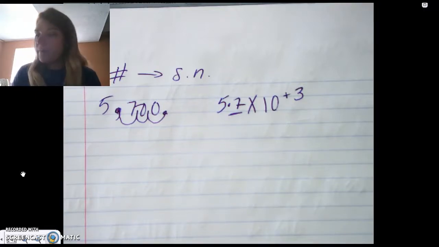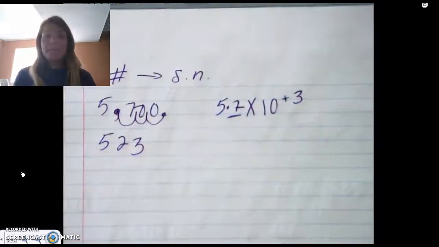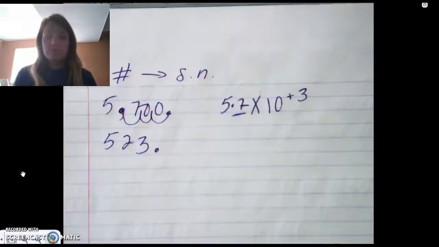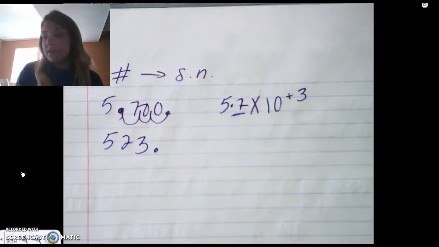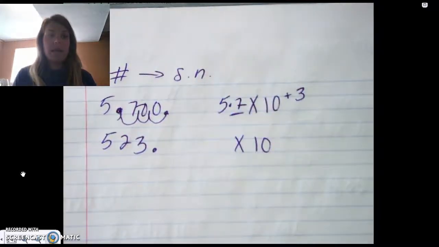Okay, let's do one more. Let's try 523. Again, no decimal present, so I have to put it where it would be known. Okay, I know it's going to be a positive exponent because it's a big number, greater than 1. So it's going to be times 10.